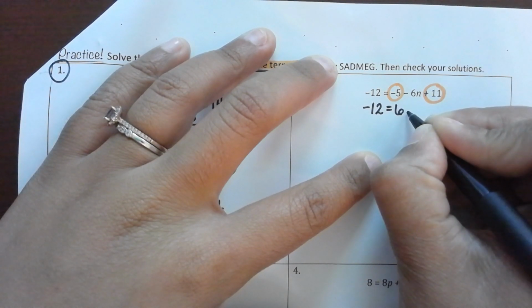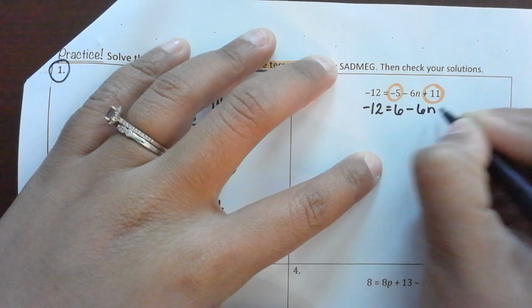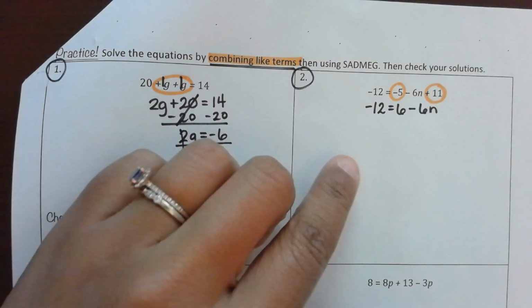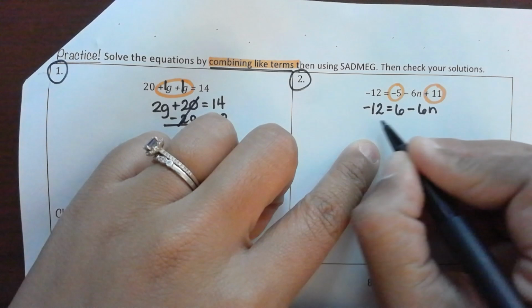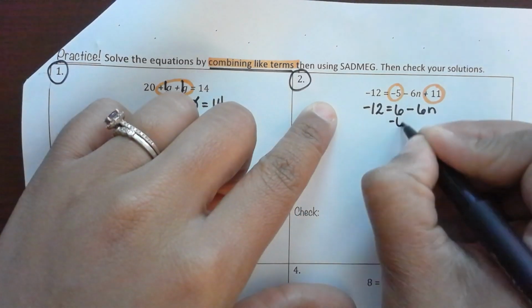What comes down behind the 6? Minus 6n. Because is there anything to combine to that 6n? No, absolutely not. So, is this a two-step equation now? Yes. What's my first step? Minus 6n on both sides.